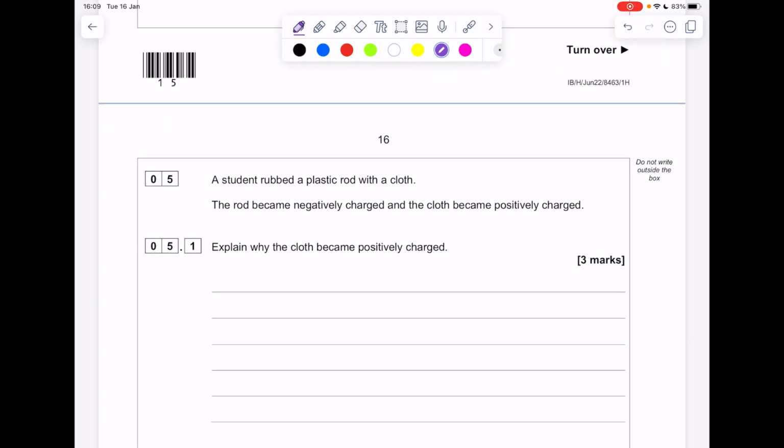A student rubbed a plastic rod with a cloth. The rod became negatively charged. The cloth became positively charged. Explain why the cloth became positively charged.